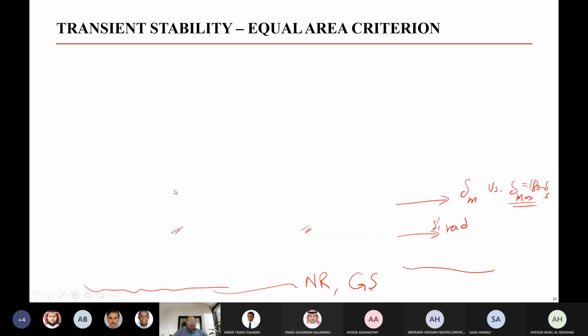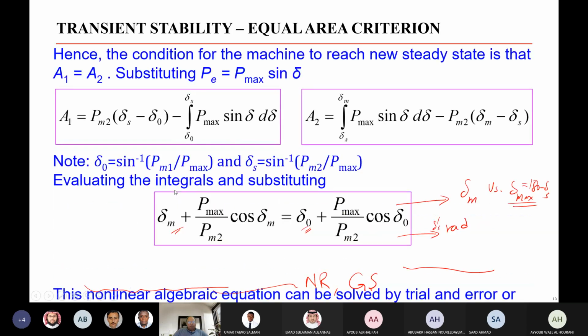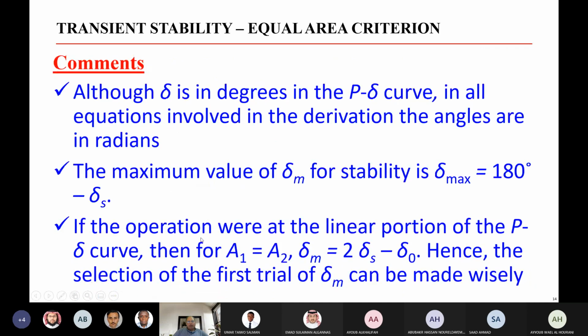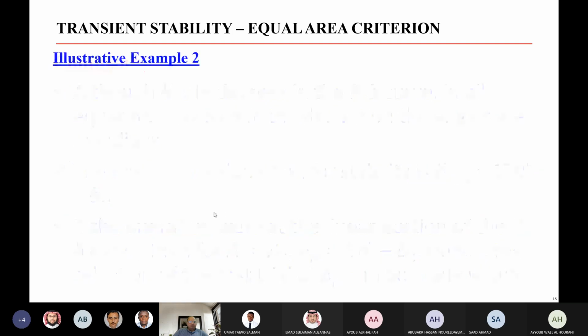So this is the point that is given here. You know, if the operation were at the linear portion of the P-delta curve, then A1 equals A2 and delta M equals 2 delta S minus delta 0. So hence the selection of the first trial of delta M can be made wisely.